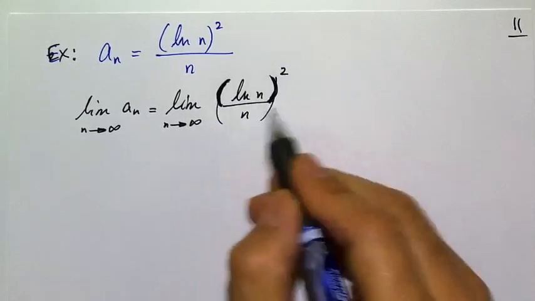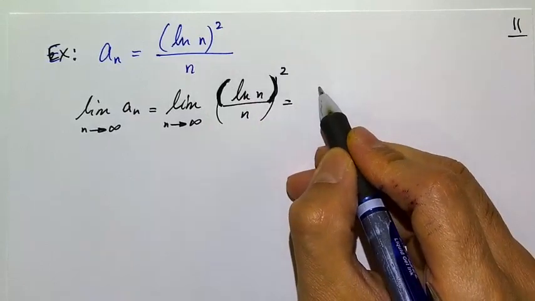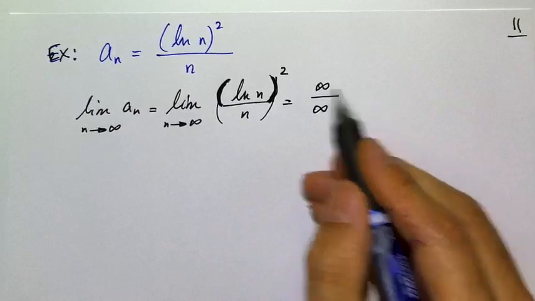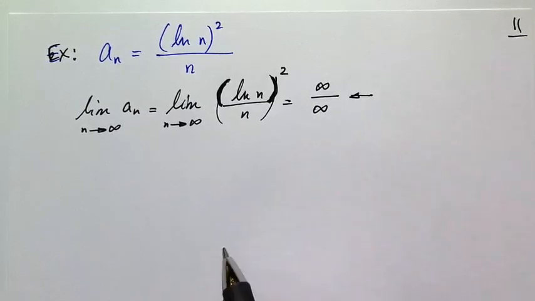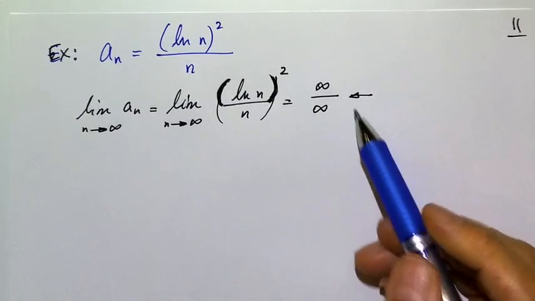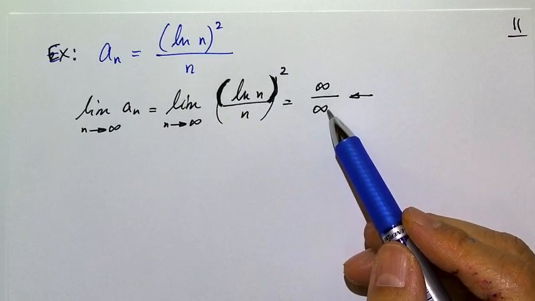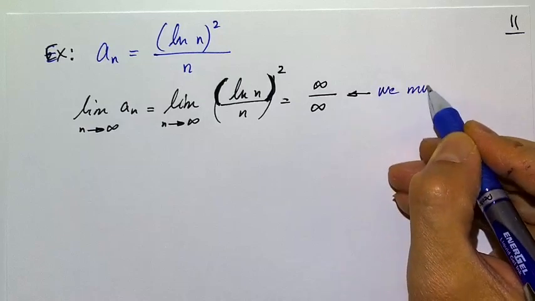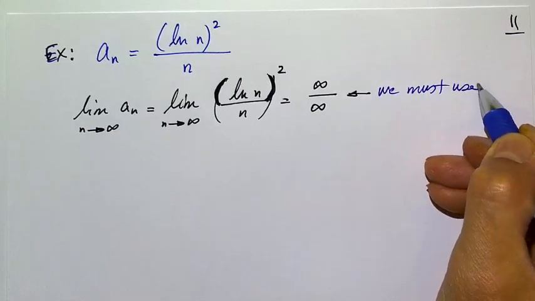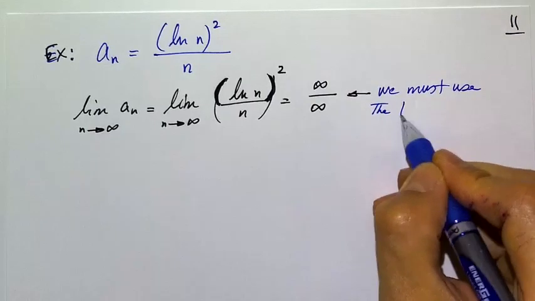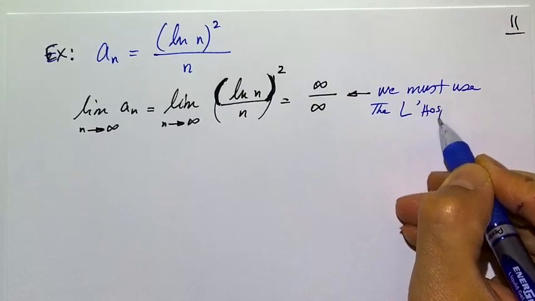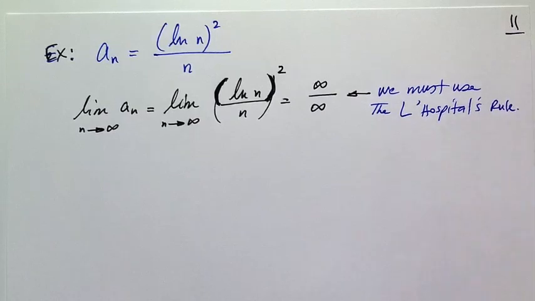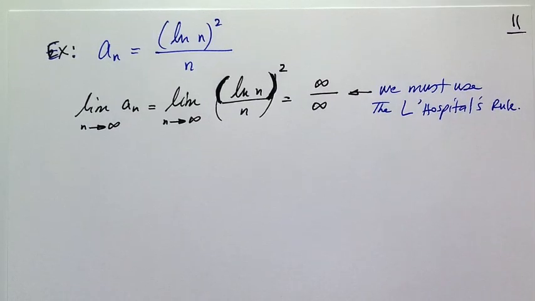So if we take the limit of this expression, what will we end up with? We get infinity divided by infinity. Do you remember what this represents? It's an indeterminate case, where we have to apply L'Hopital's rule, right? So we must use L'Hopital's rule.